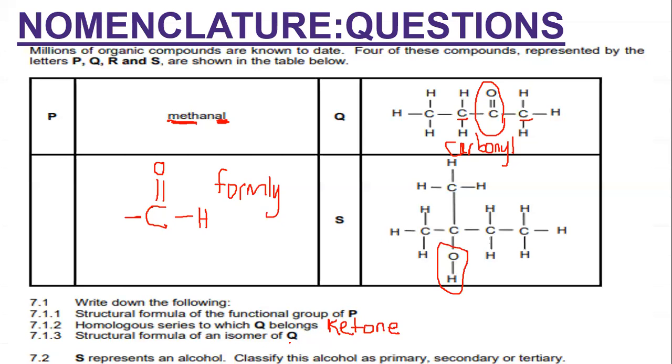We try to check, can we do a positional isomer? It means we need to move the carbonyl group. But if we move this carbonyl group, it would still be on the second carbon. Here it's one, it's two. Even if we move it to this side, it will still be on the second carbon. So clearly we do not get a positional isomer from this.